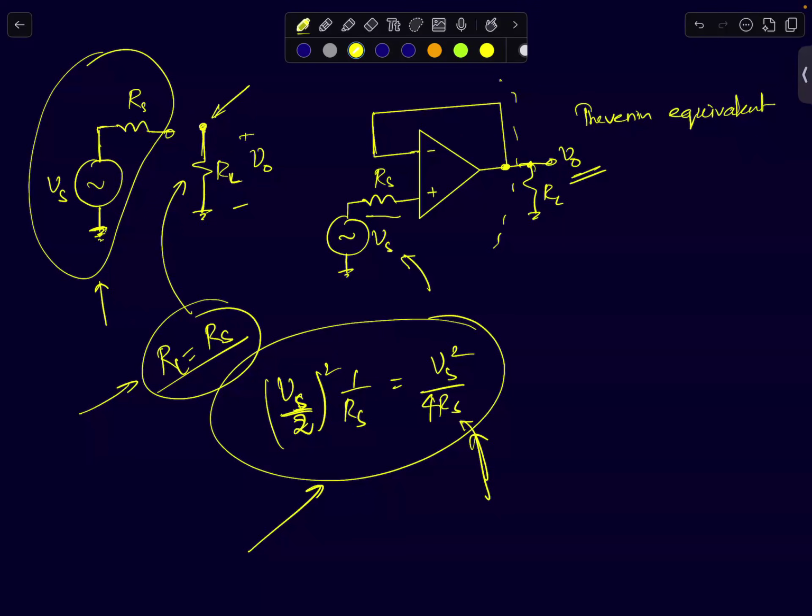Since the input current drawn is 0, I can assume that this node voltage will be Vs. If this node voltage is Vs, the op-amp has negative feedback, so this is also at Vs. So your V0 will be equal to Vs.